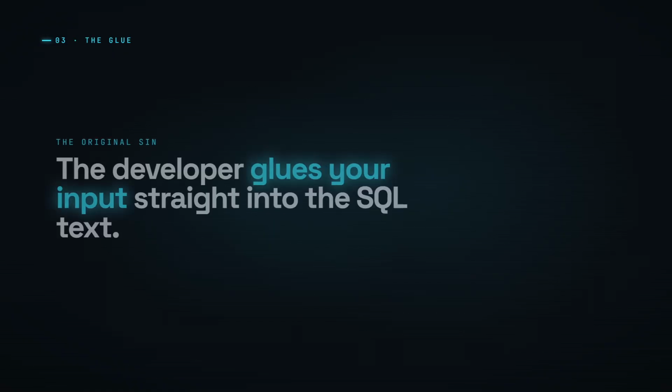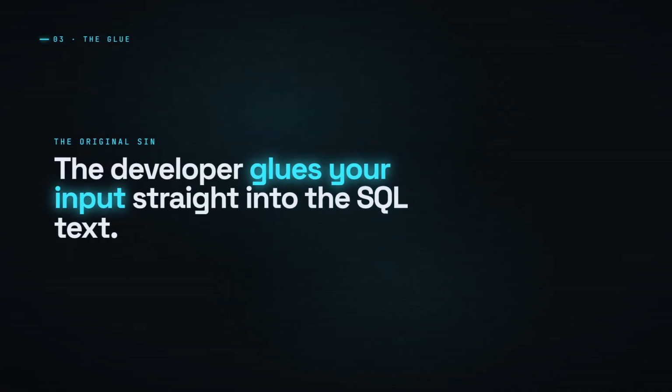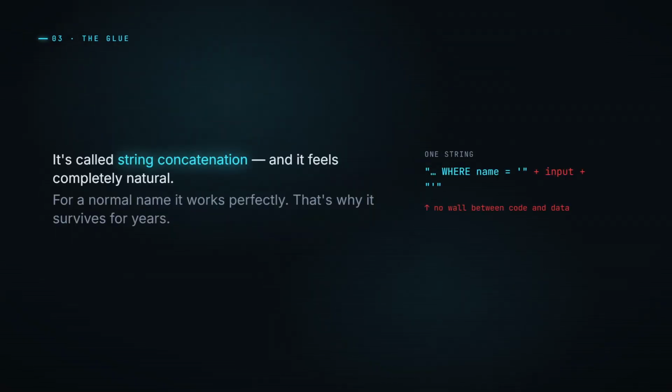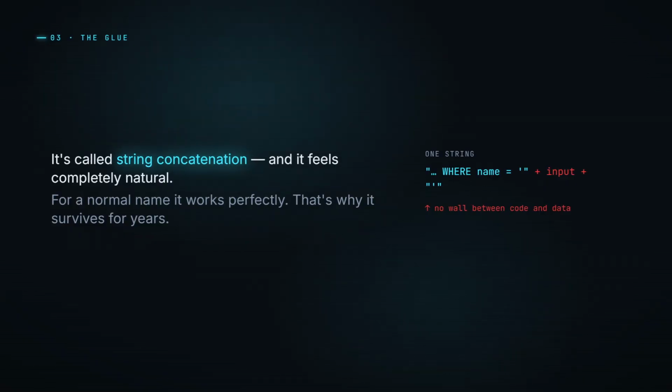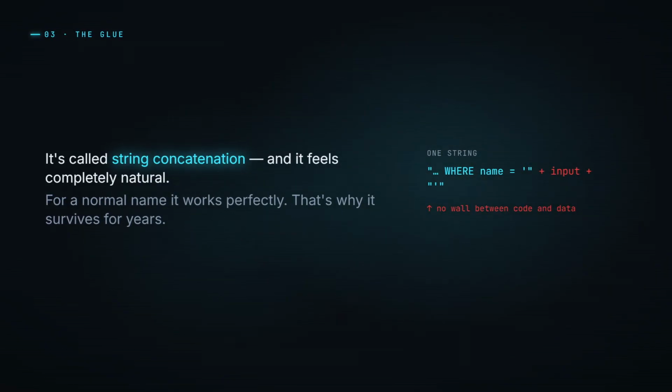So how does the line get erased? Here is the original sin, and it is astonishingly common. To build that SQL sentence, a developer takes the fixed instruction text and simply glues your input directly into the middle of it as raw text to make one long string. This is called string concatenation, and it feels completely natural. You have a template where name equals quote, and you paste the username right there in the gap, then close the quote. For a normal name, it works perfectly, and that is exactly why it survives in code for years.